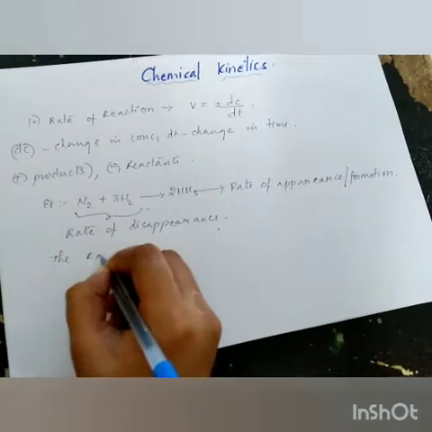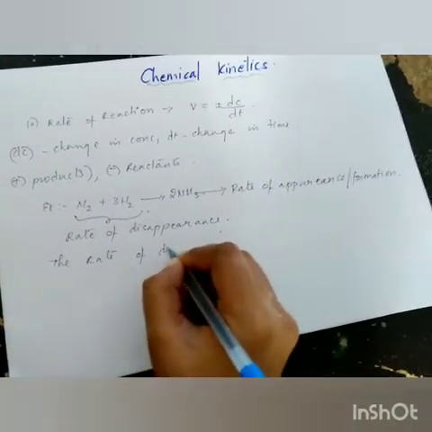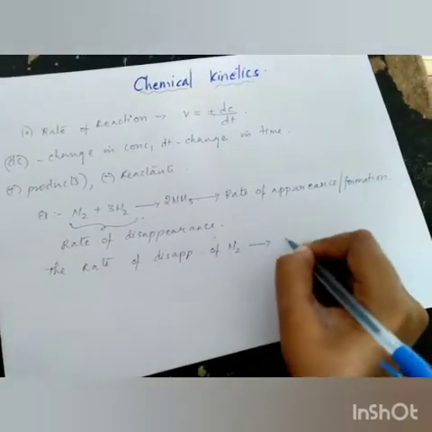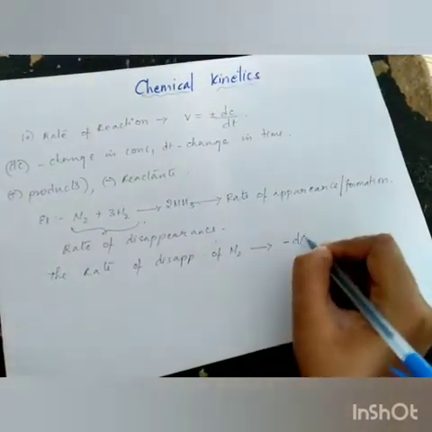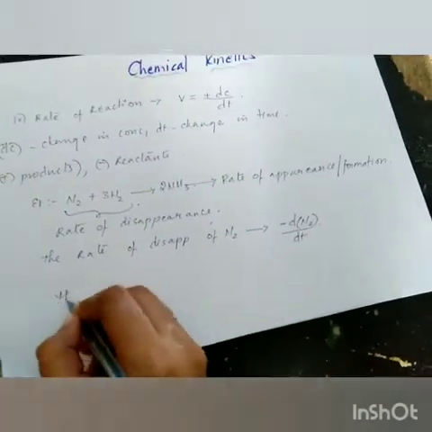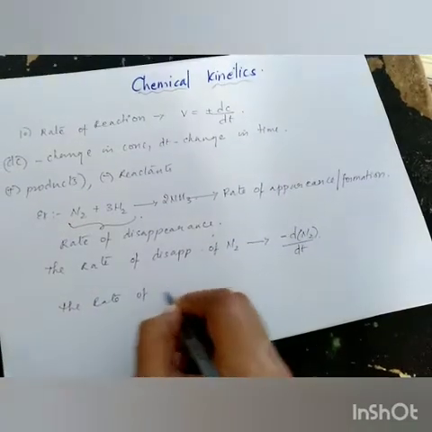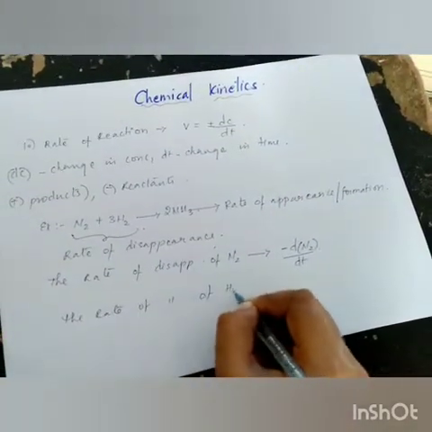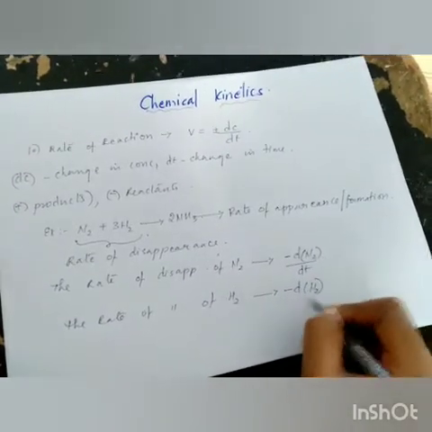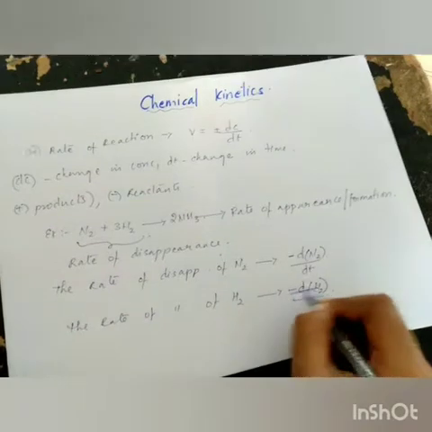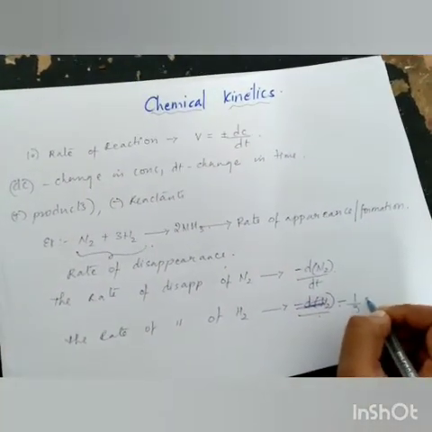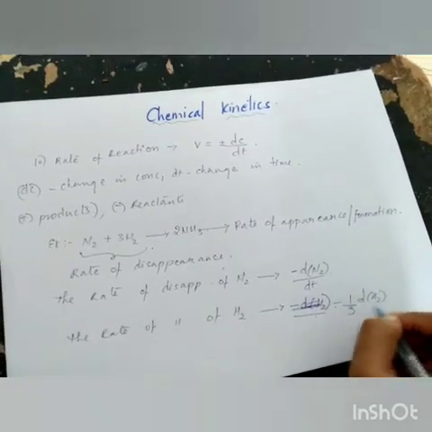Okay, now the rate of disappearance of N2 will be written as minus change in the concentration of nitrogen per unit time. Then same way, the rate of disappearance of H2, that's hydrogen, will be represented as minus change in concentration of H2, or you can write as minus of 1 by 3 change in H2 by dt.